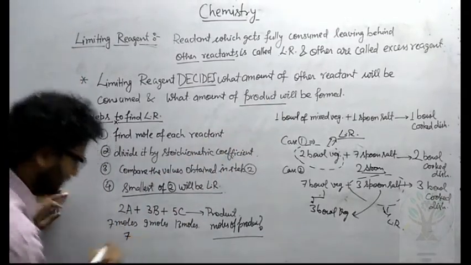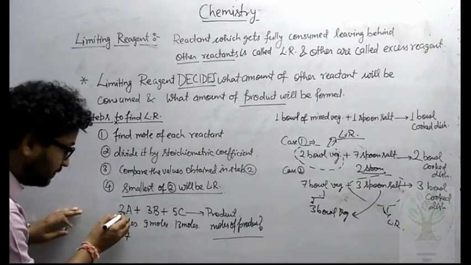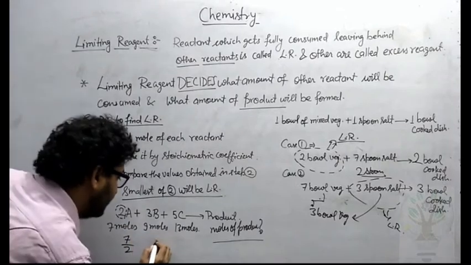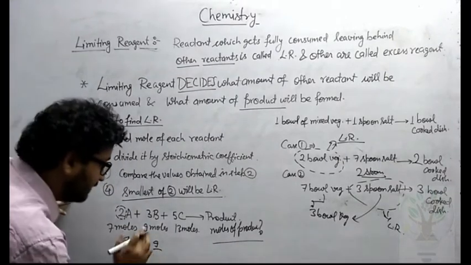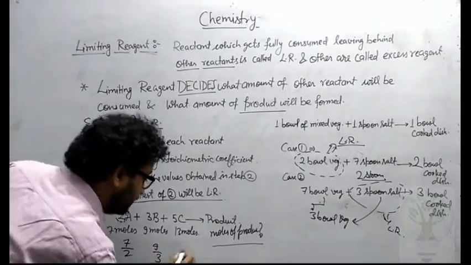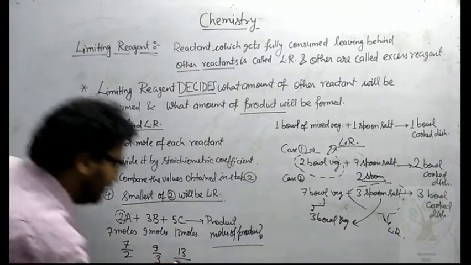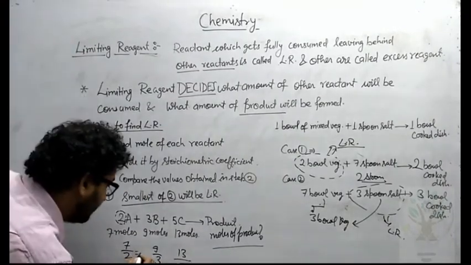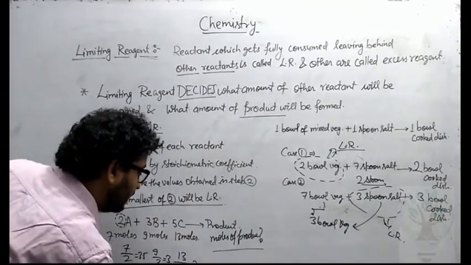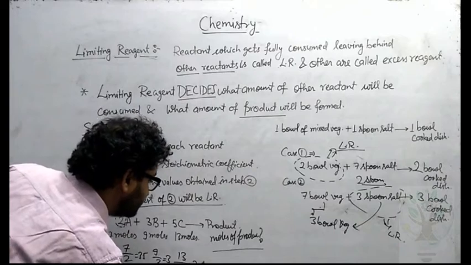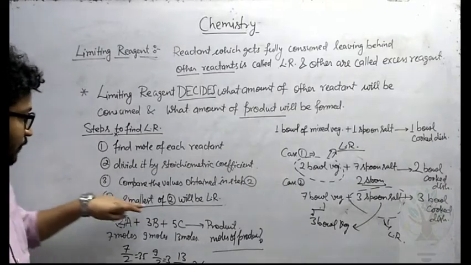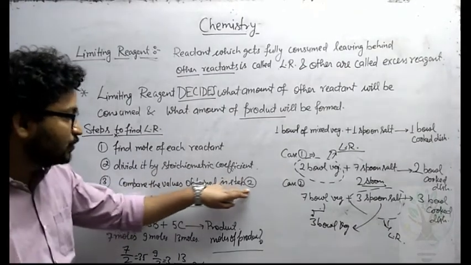Now the second step is to divide by the stoichiometric coefficient. I will divide 7 by 2. Now 9, I will divide by the stoichiometric coefficient of B, that is 3. And this 13 moles I will divide by 5. So here I am getting 3.5, here 3, and here 2.6. Are you getting this? 3.5, 3, 2.6.